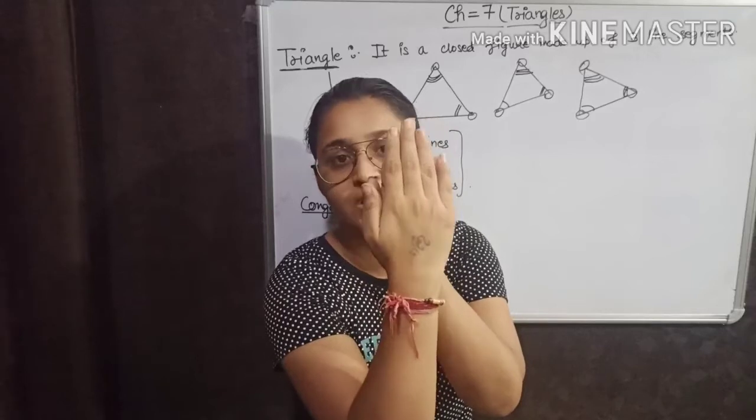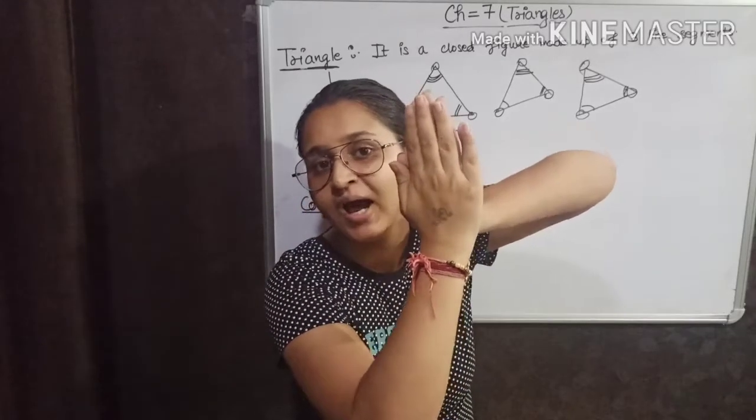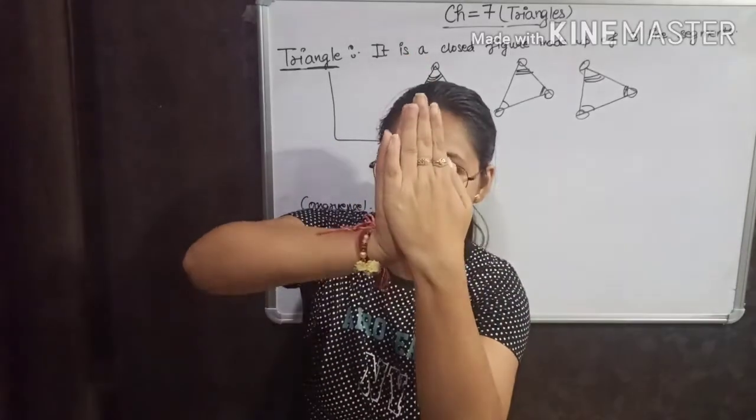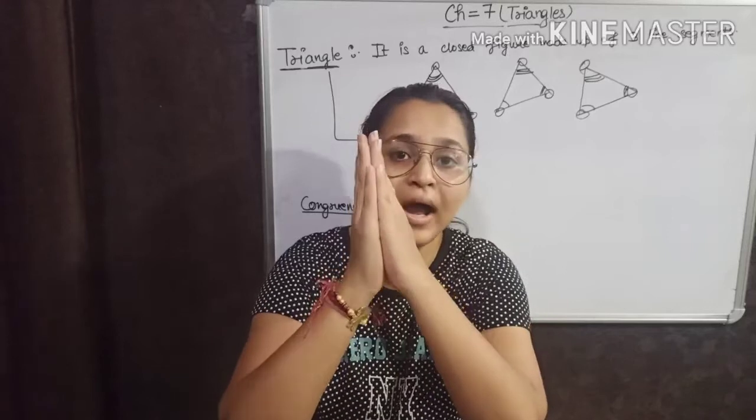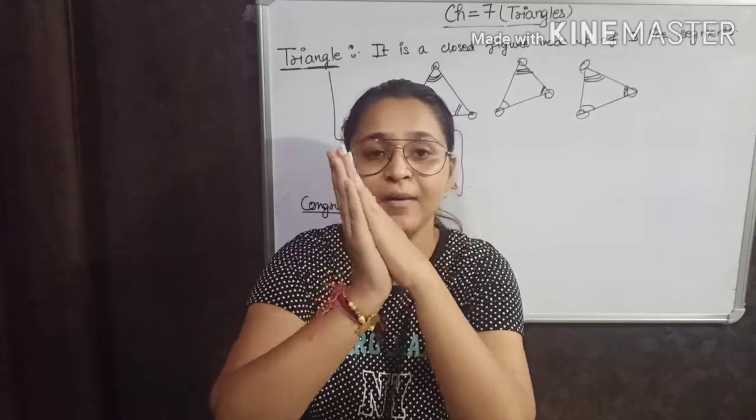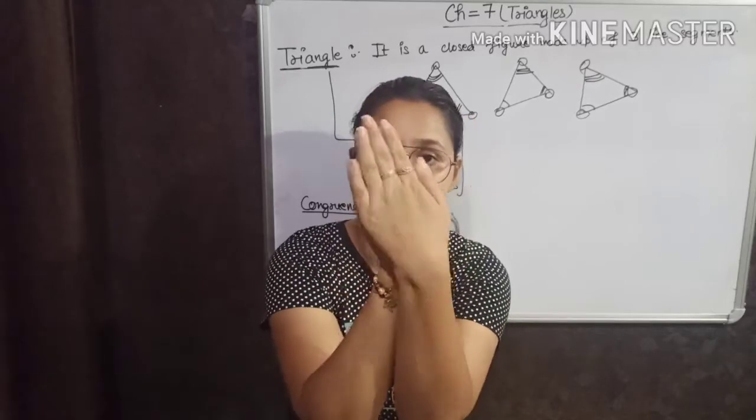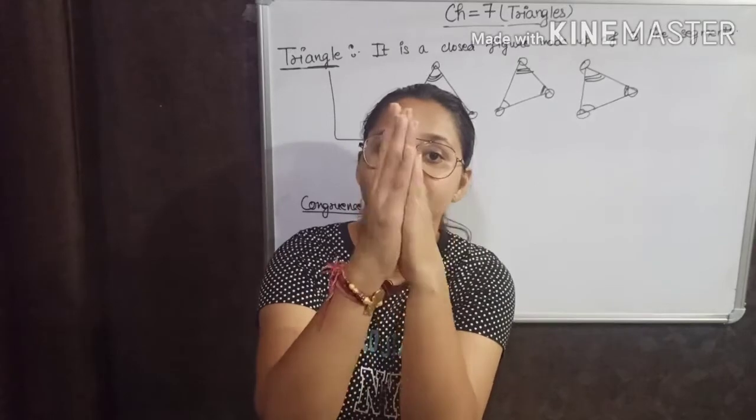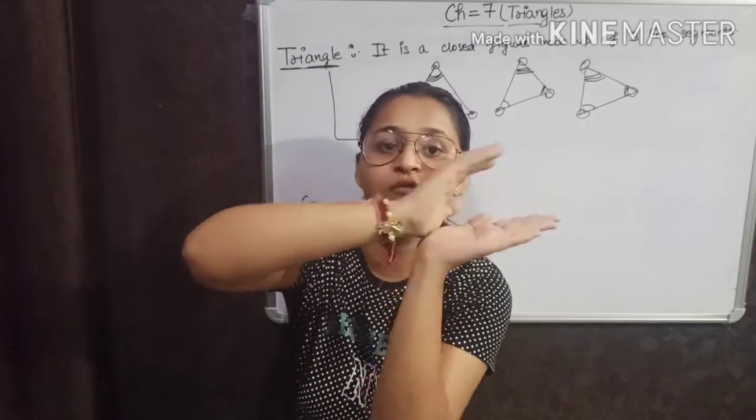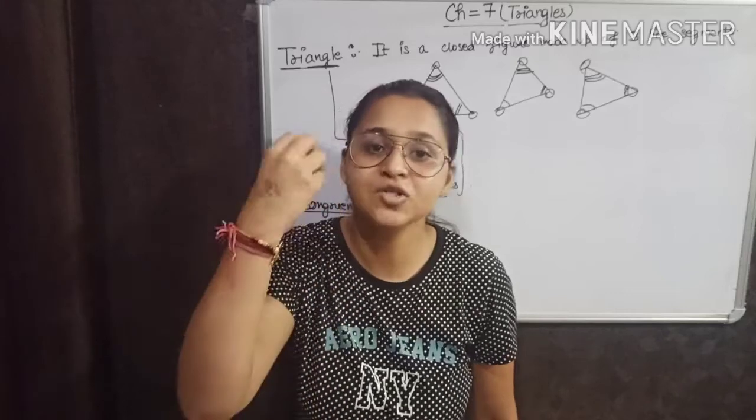It means these two hands are overlapping each other. If you see from this side, you are not able to see this side of the hand, and if I am doing this, you are not able to see this side. It means these two hands are overlapping, or covering each other. I cannot see the second image when I am placing one over another. So this means congruence. Congruence means it is overlapping.